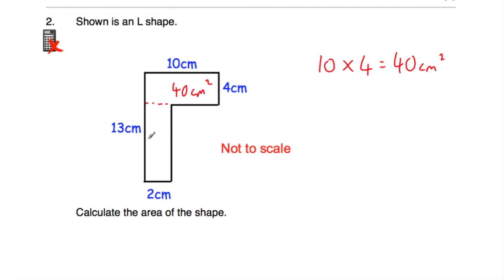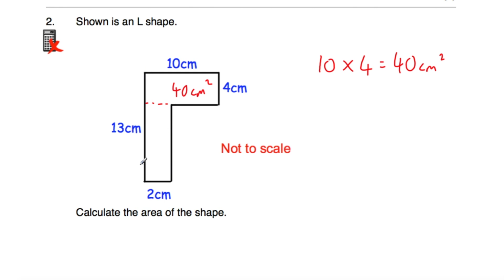Now in terms of this part down here, we've got another rectangle. In terms of this rectangle, its width is 2 centimeters, but we really want to find how long it is, because this 13 is the whole height of the shape, but we just want to find this part here, because this part's not equal to 13 centimeters.